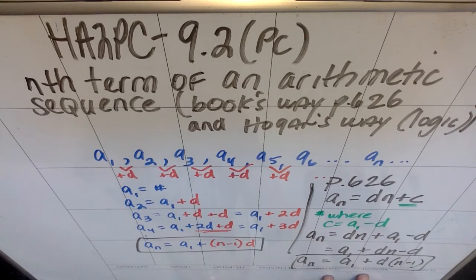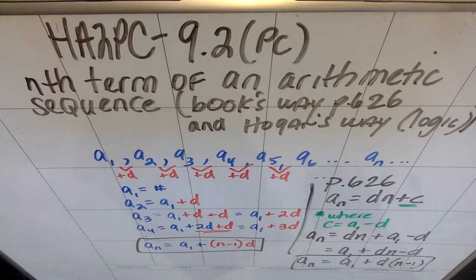If you want to use the book's formula, this one right here with this c, there's nothing wrong with that. I'm just not going to do it. Again, I don't care what you use as long as you're able to do the problems correctly without looking off someone else's paper. But I find personally that I would rather lean on logic than lean on excessive memorization.